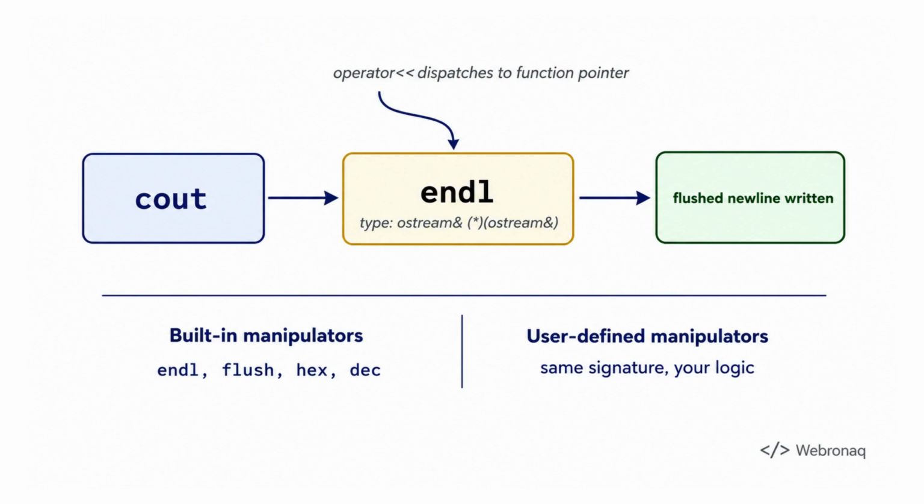A manipulator is just a function. It takes a stream reference and returns that same stream reference. That is the entire contract. The magic is that ostream already has a built-in overload of operator<< that accepts a pointer to exactly that kind of function. So when you write cout << endl, the compiler does not treat endl as data. It sees a function pointer, calls that overload, and ostream calls endl for you, passing itself in. endl writes a newline and flushes the buffer, then returns the stream so the chain keeps going. That is the whole mechanism. Built-in ones like endl, hex, and flush all follow this same pattern. Your own manipulators can too, with no extra framework needed, at least when they take no arguments.